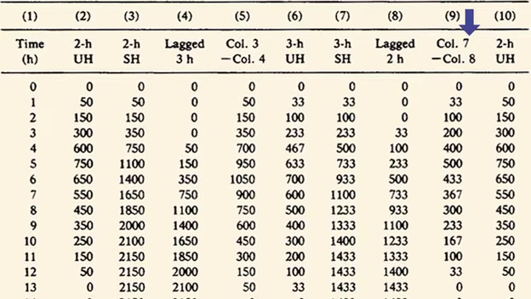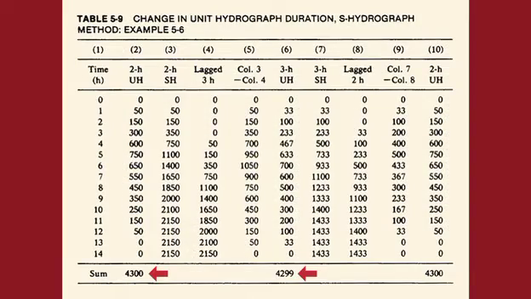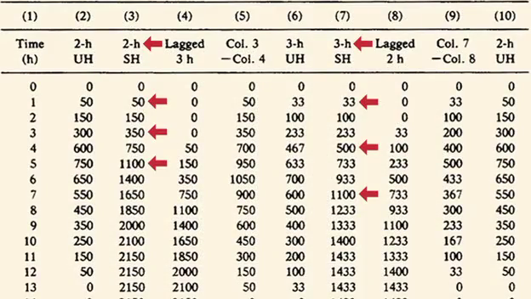Column 9 is column 7 minus column 8. Column 10 is the product of column 9 times x over y equal 3/2. This column is the 2-hour unit hydrograph. It is confirmed that column 10 is the same as column 2. The sum of columns 2, 6, and 10 is the same, indicating that the volume under the unit hydrographs corresponding to 1 unit of runoff has been conserved. Note that the S hydrograph is defined only at intervals equal to the unit hydrograph duration.